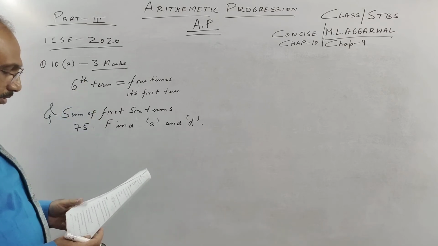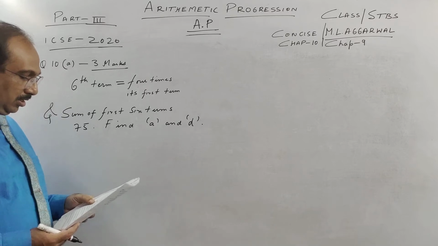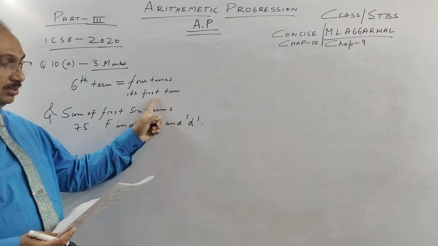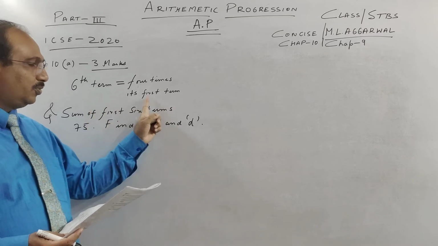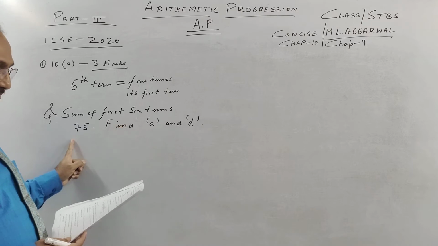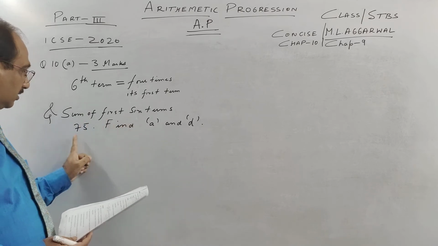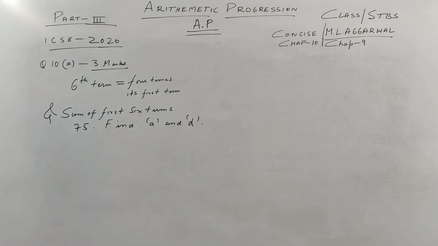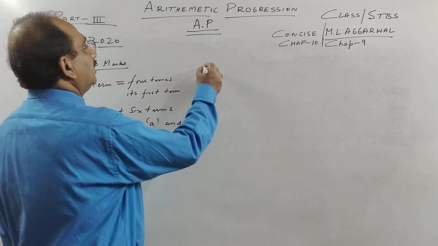You see what the question says: if the sixth term of an AP is equal to 4 times its first term, sixth term is 4 times the first term, and the sum of first 6 terms is 75. Find the first term and common difference. So let us see how we do. Very interesting and very nice question.